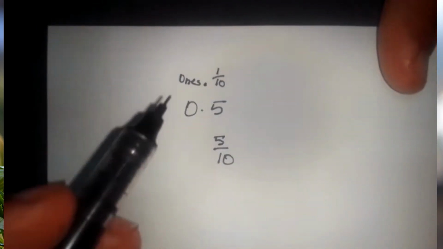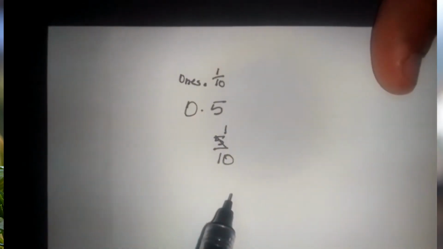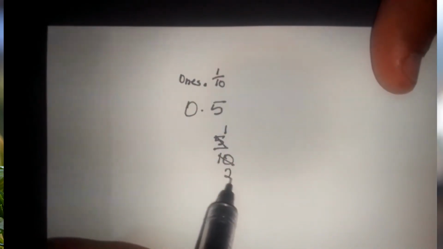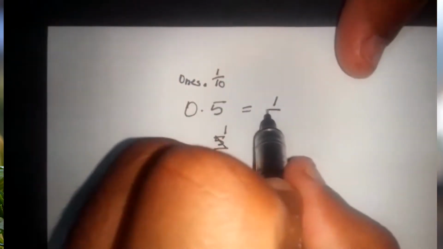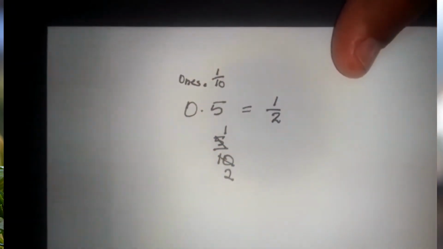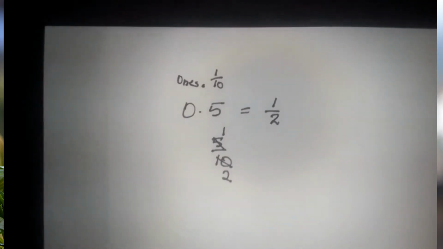To reduce this now, I can say 5 into 5 goes 1 time, and 5 into 10 goes 2 times. So 0.5 as a fraction is exactly equal to a half. Seems too simple to be true, right? Let's try another one.